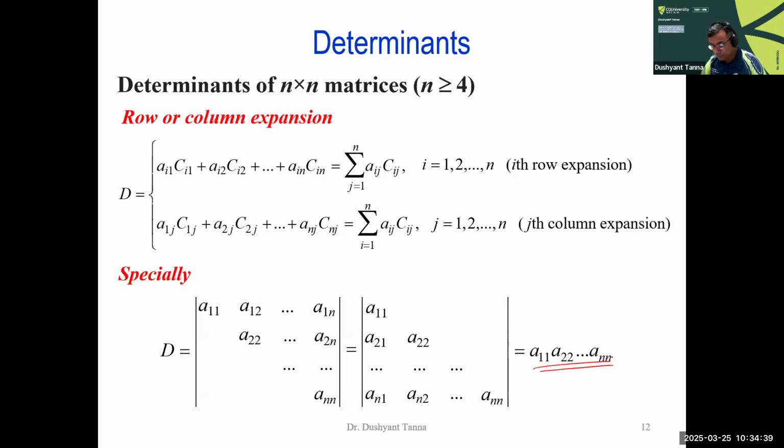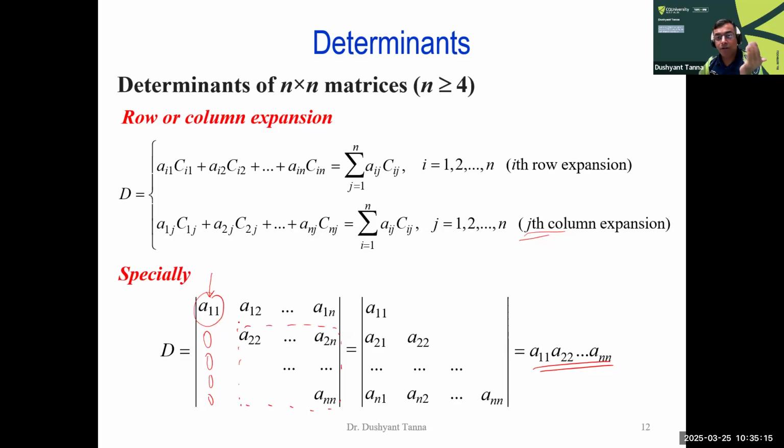Why? If you start from the expansion using the first column, how would you write it? The jth column, j is equal to 1. So that will be A11, C11, then A21, C21, and keep going. You only focus on the first term, because all these other elements are 0. So 0 times any cofactor will be 0. Then you're just focusing on this element times its cofactor.